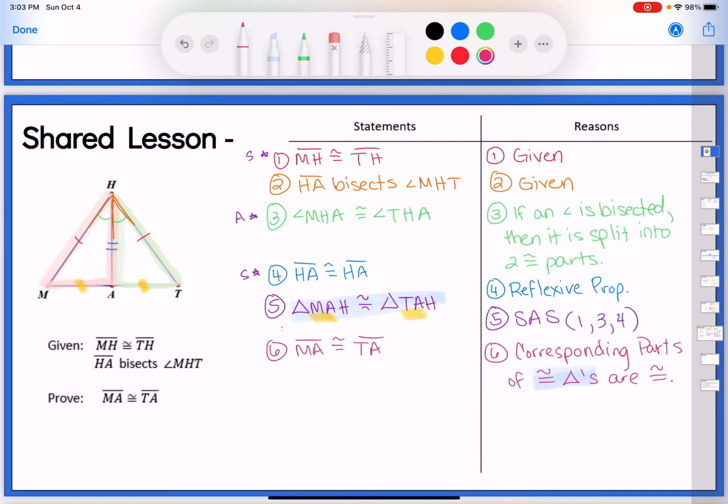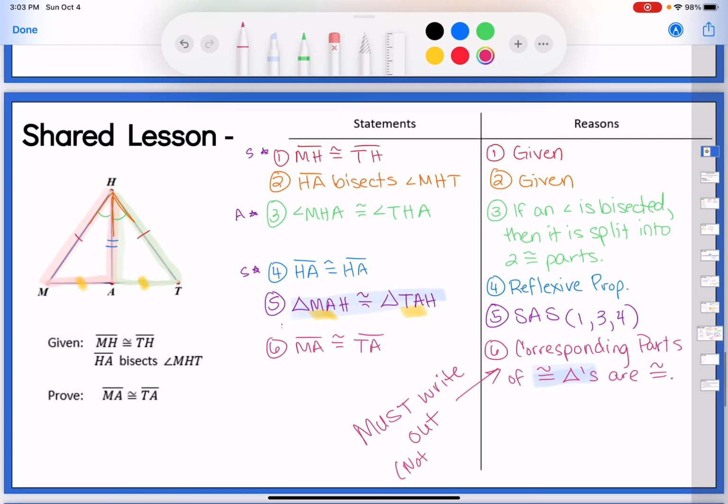So you must write out corresponding parts of congruent triangles are congruent using the words and not just the letters. Okay, you can use the symbols like I did for congruent and triangle, but you have to write that out because your self-check is to make sure that you understand what those letters stand for right now.